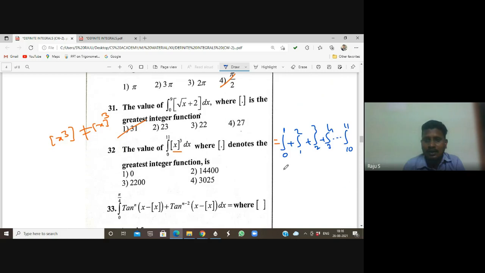Okay, fine. In all the cases, x cube. Okay, 0 to 1. What is the greatest integer of x, then cube? Anyone? 0 to 1: 0 cube. Plus 1 to 2: 1 cube. 2 to 3: 2 cube. 3 to 4: 3 cube. So on, till the last one is 10 cube.